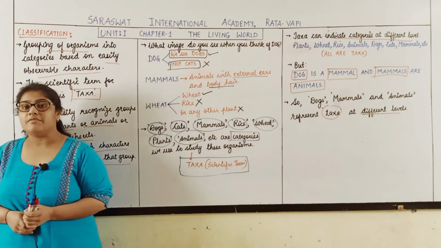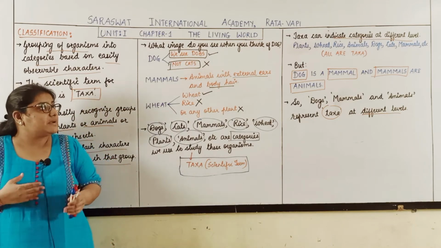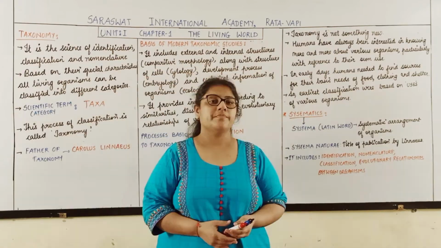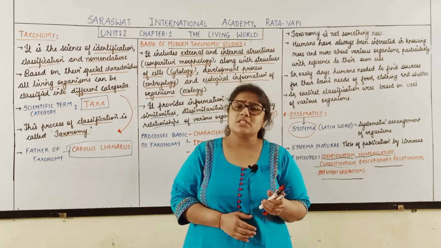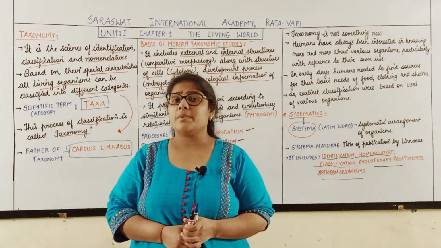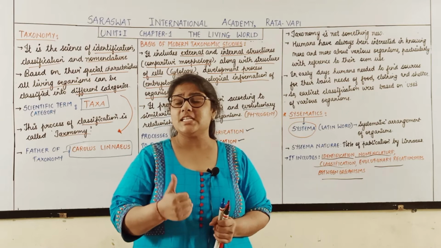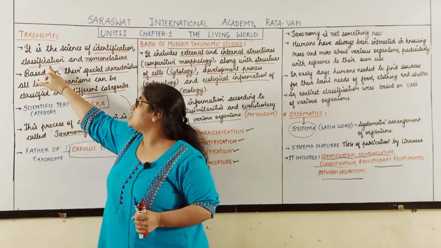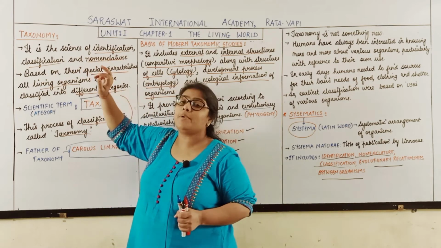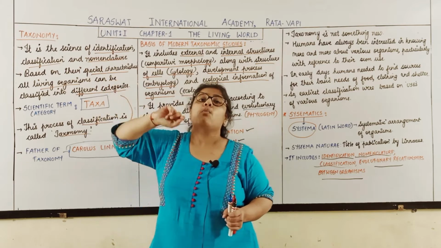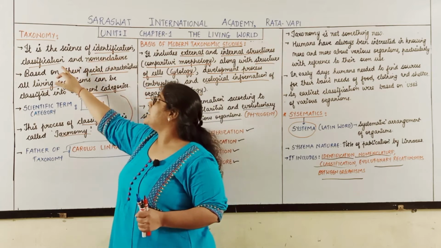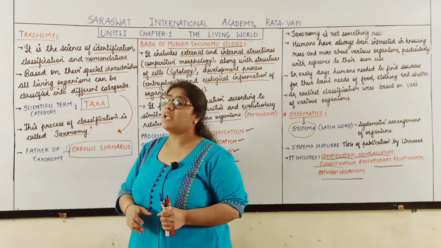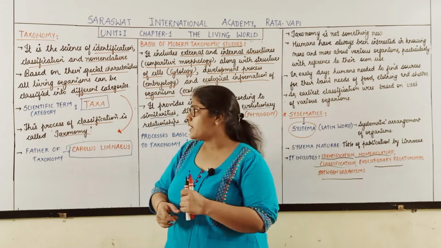Now we will deal with taxonomy and systematics together. Students, now we will deal with the taxonomy. So students, what is taxonomy? Taxonomy is a field of science which deals with identification, classification and nomenclature of the organisms.